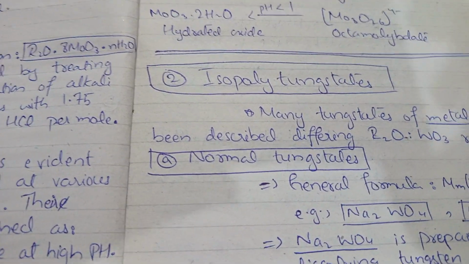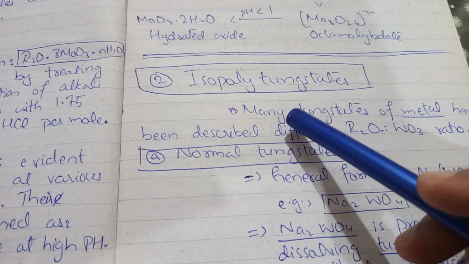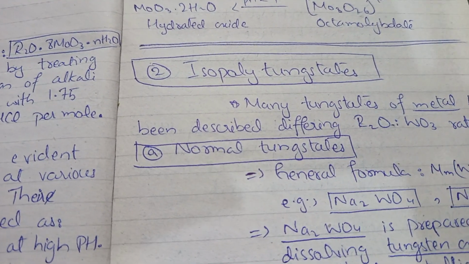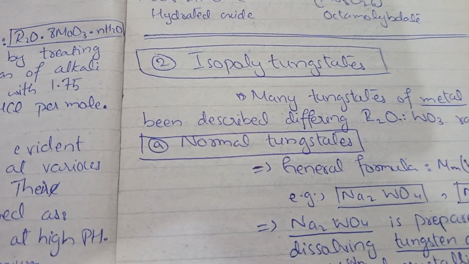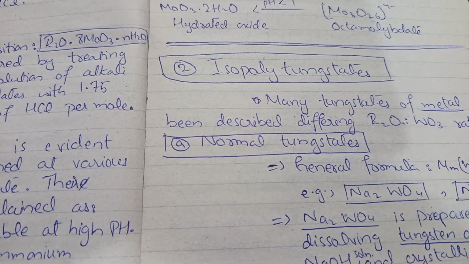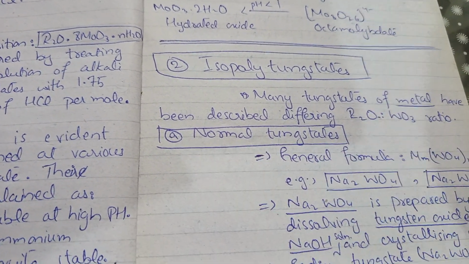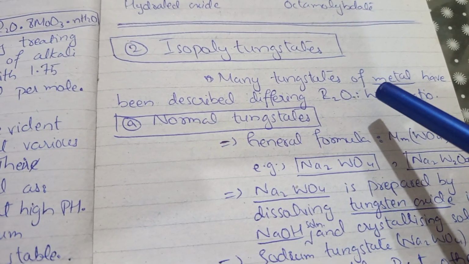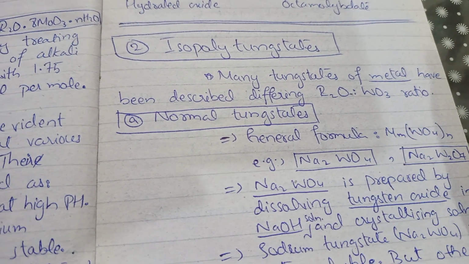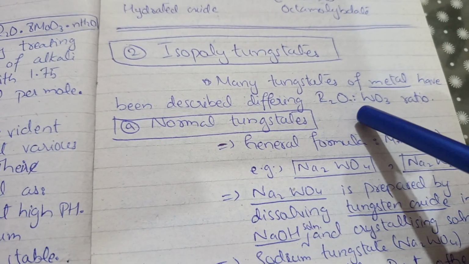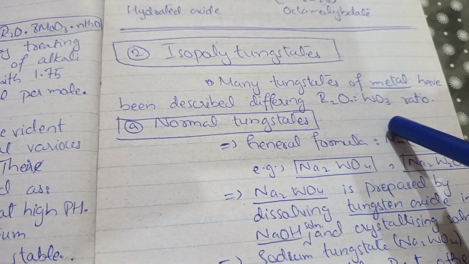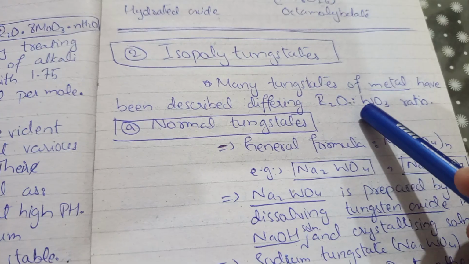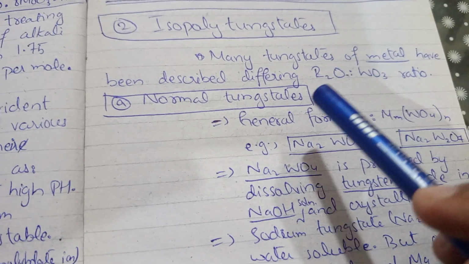So now we'll move towards isopolytungstates. We have discussed polymolybdates in detail. Now we will discuss isopolytungstates. Many tungstates of metals have been described differing in the R2O to WO3 ratio. So you know W is the symbol of tungsten.